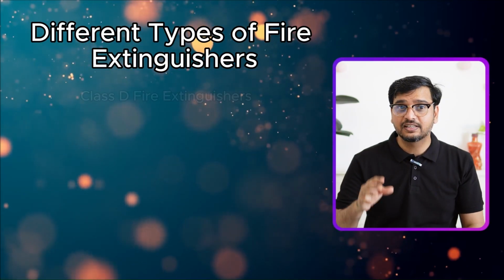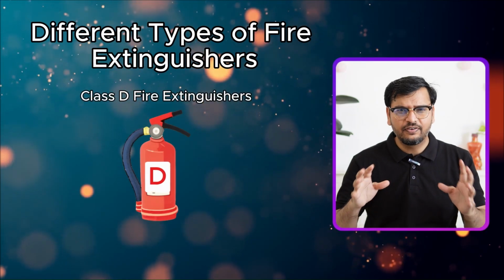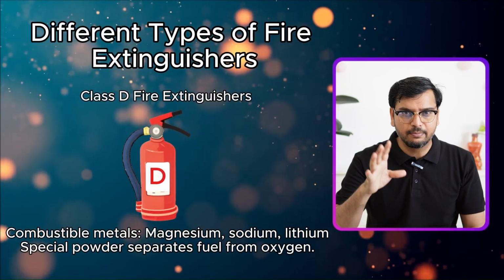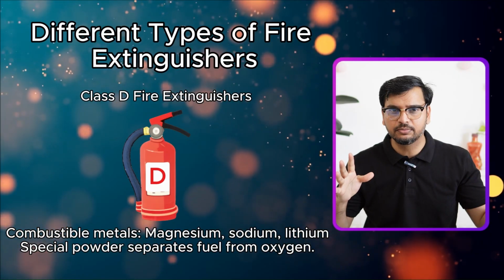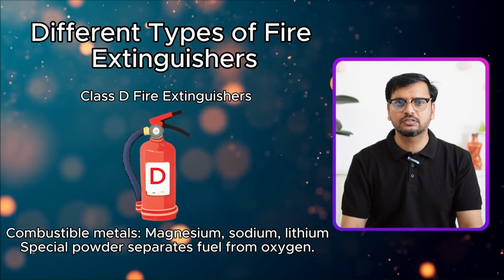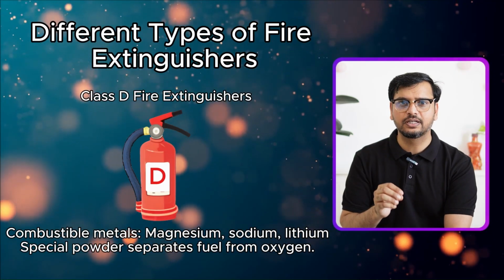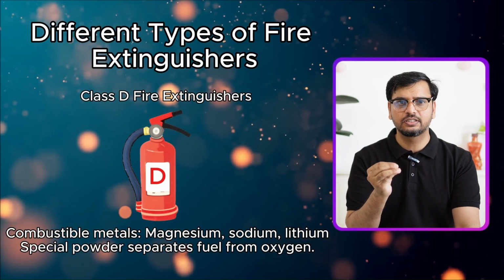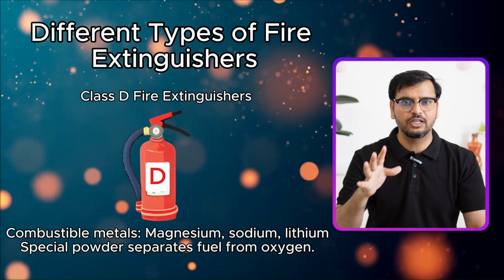The last one is class D fire extinguisher. For fires involving combustible metal like magnesium, sodium, lithium, you need a class D fire extinguisher. These extinguishers contain special powder that separates the fuel from oxygen and cools the fire, preventing it from spreading.